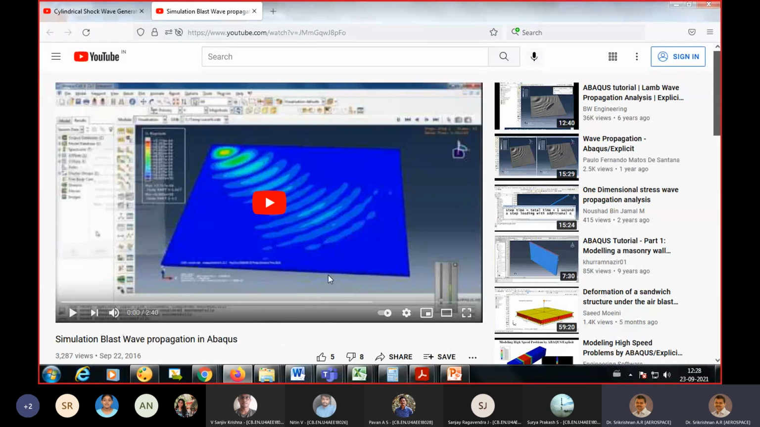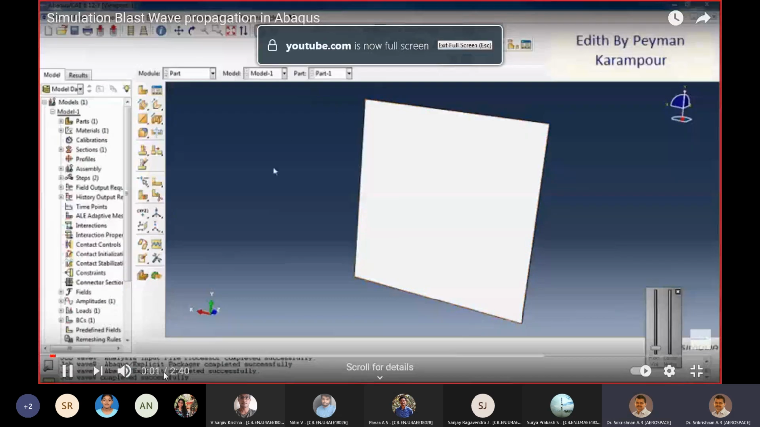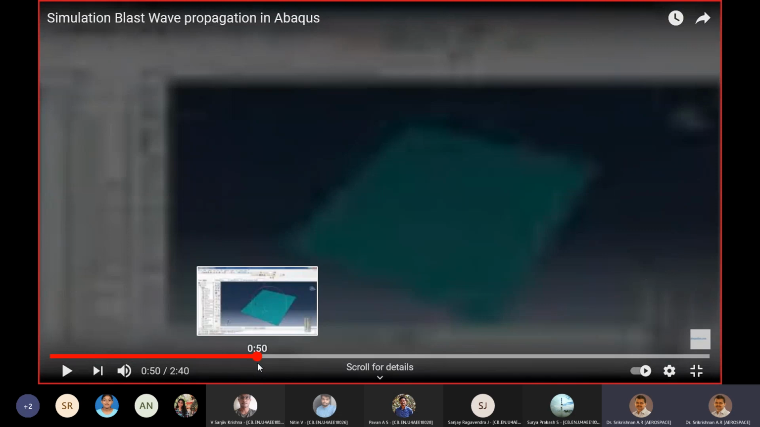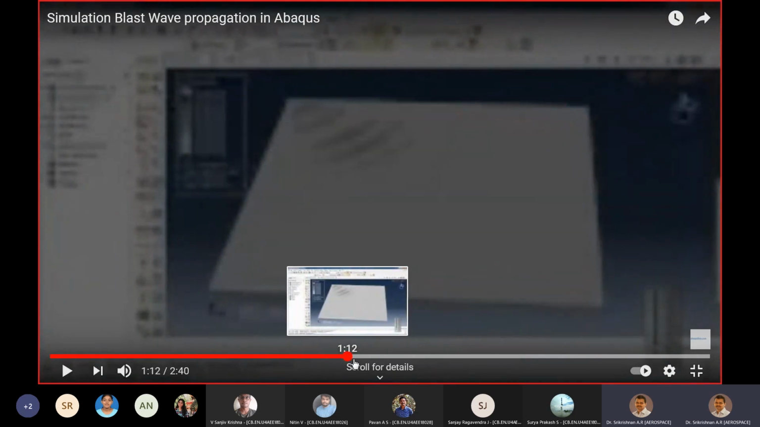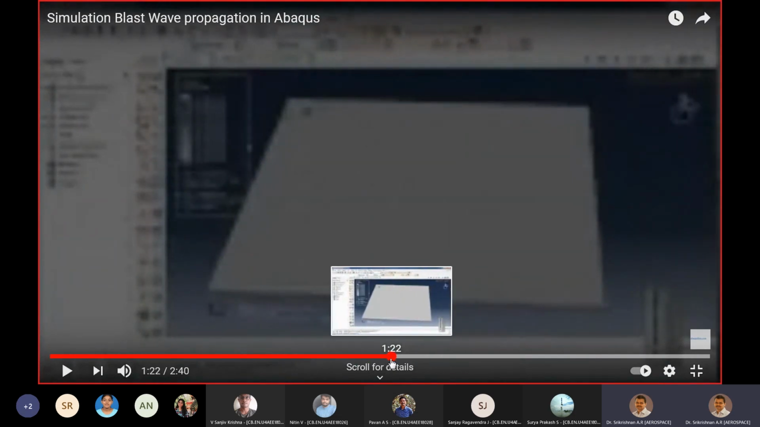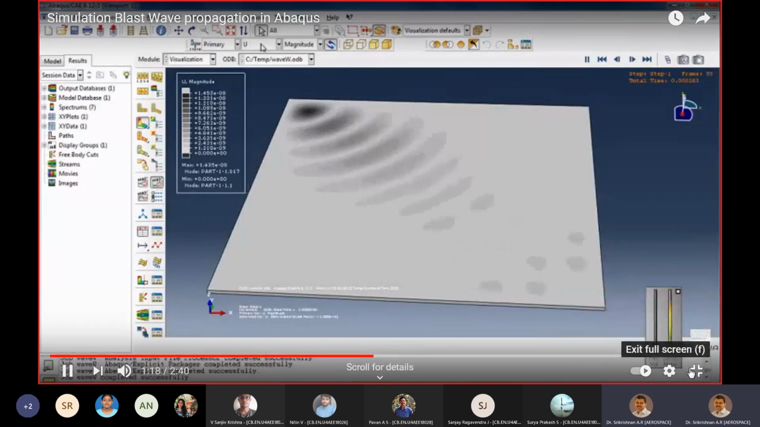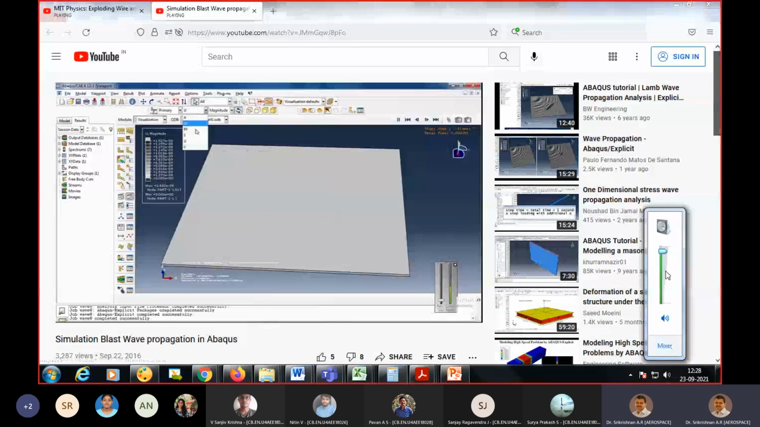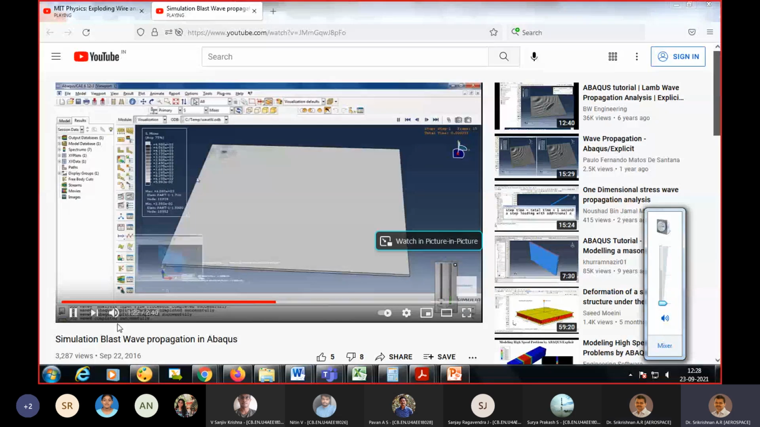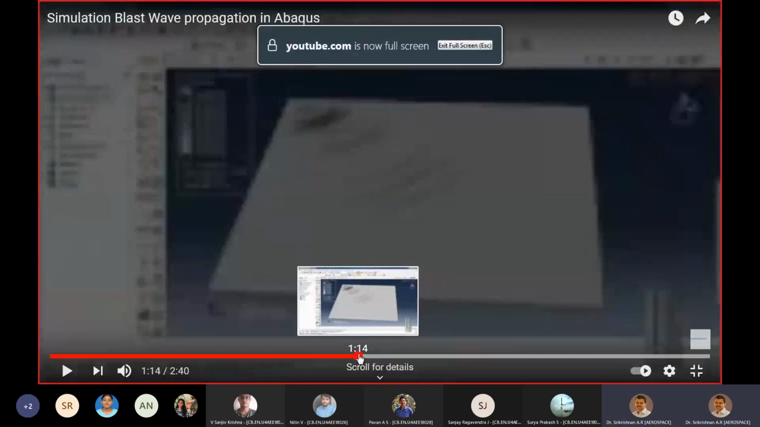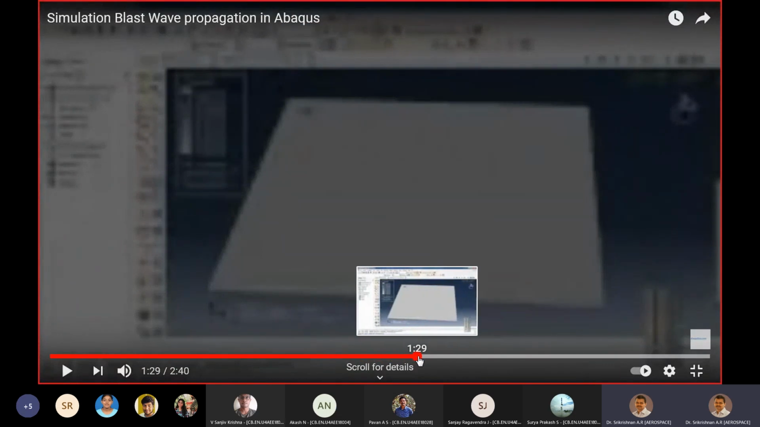This is a simulation of a blast wave propagation. Apparently, it's done in Abaqus. The details of the simulation are not important to us, so I'll skip all these. I'll just go to 120 or 125 or something.